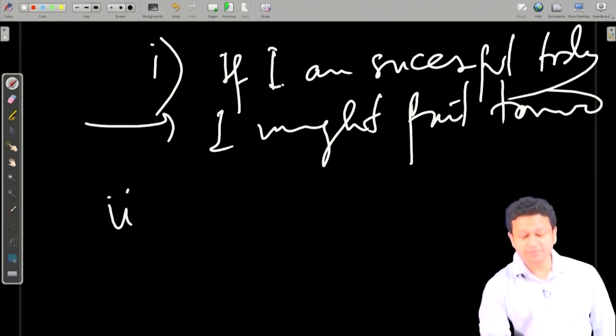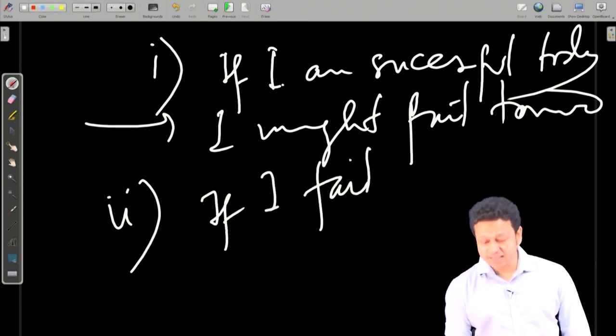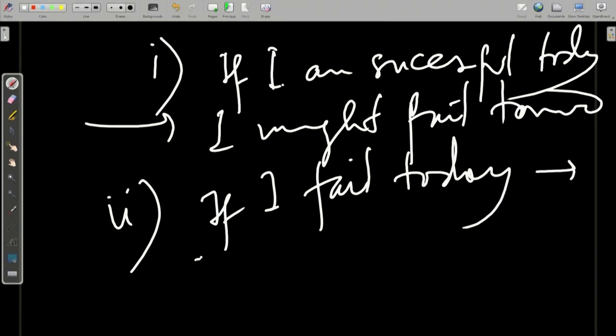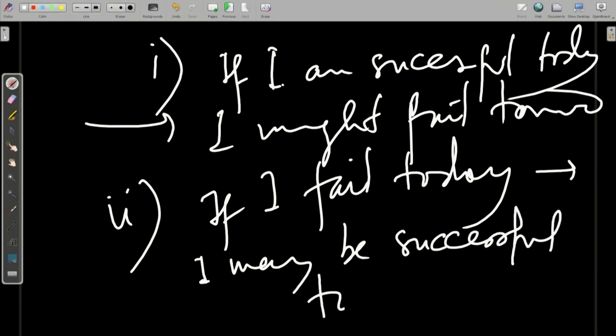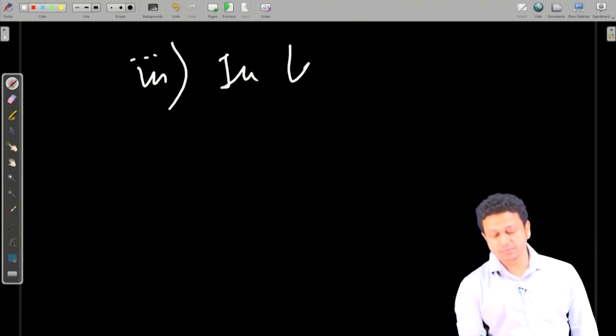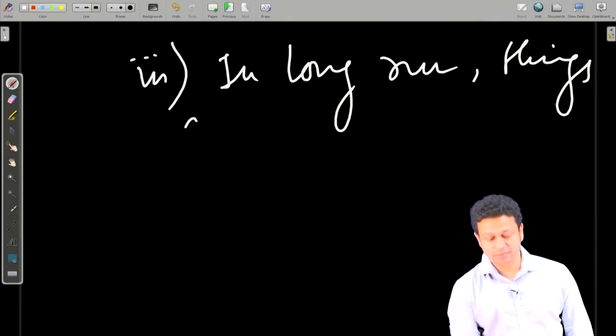Or if I fail today, there is a high chance that on my next attempt I am going to be successful, right? I may be successful tomorrow. And things are always going to be stable in the long run. In the long run, things are going to be stable.